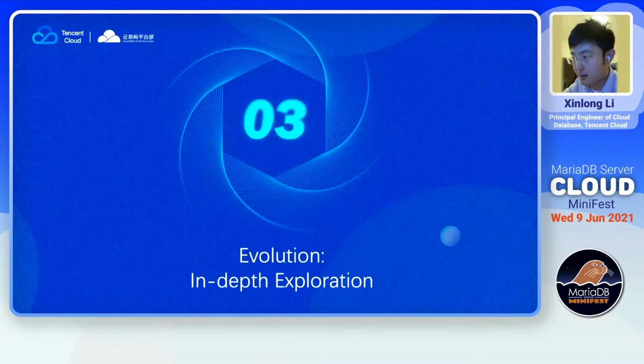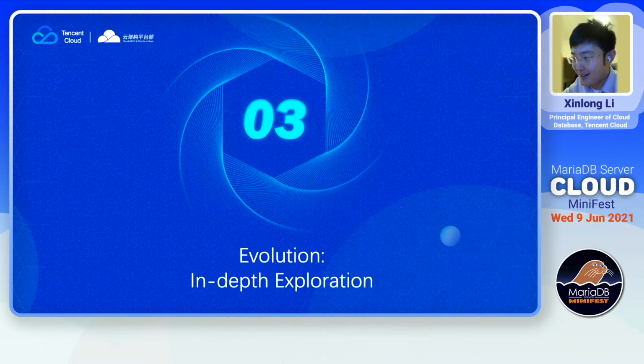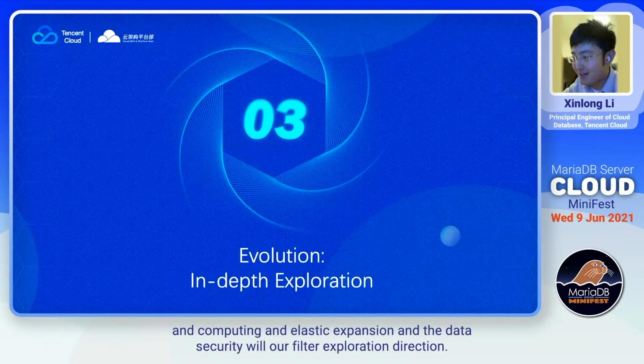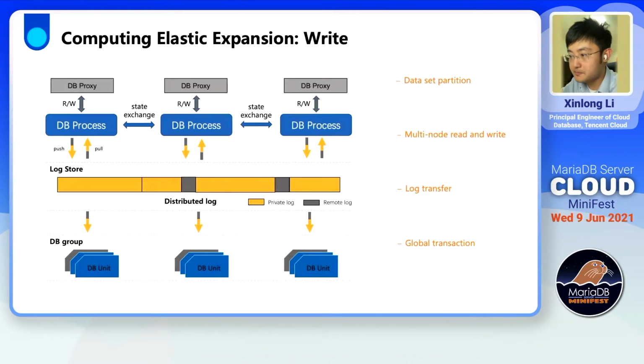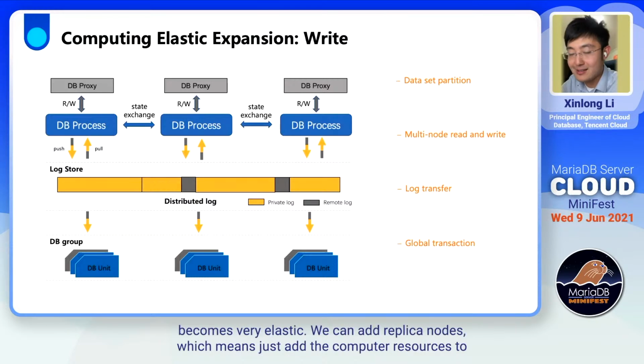Okay, so far the cloud-native database has done a lot of work in terms of storage elasticity, and computing elastic expansion and data security will be our future exploration direction. Cloud-native database architecture solves the storage expansion problem. The storage of the database becomes very elastic.